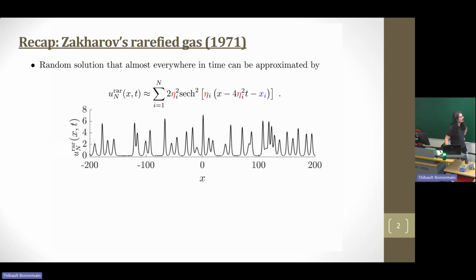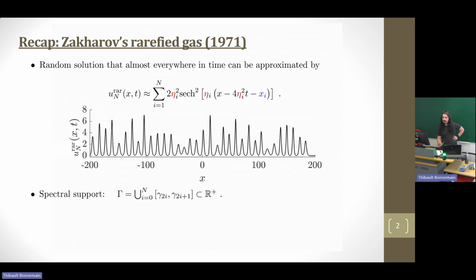The point is that here I want to study the statistical properties of ensembles of rarefied gas to introduce the notion of gas. To do so, the first thing I introduced last time was this spectral support gamma. This is a collection of bands from which the etas can take values. I do that because, as I told you during my second lecture, you can associate a solution of the KdV equation to a particular band-gap spectrum of the associated Lax operator.